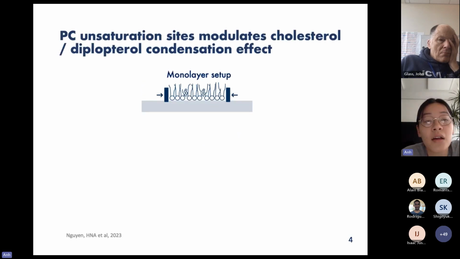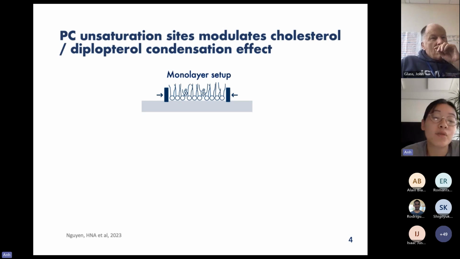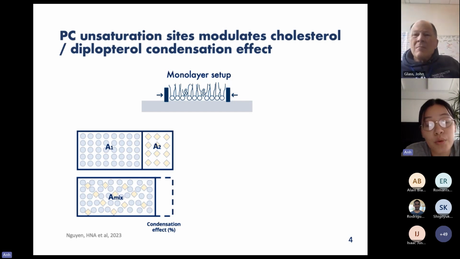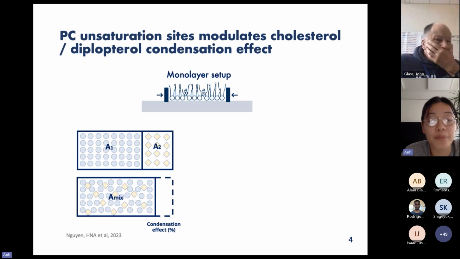And the system I chose is the monolayer. Basically, what you want to do is you put two lipids on the monolayer. If you put them separately, they have the area of, for example, A1 and A2. But if you mix them together and they yield a smaller mixed area compared to the sum, then it's called condensation effect. And this is a diagnostic effect of cholesterol or some other sterols as well. And we want to see how it works if we add diplopterol or hopanoid to the mix.